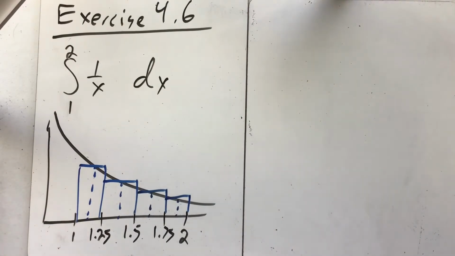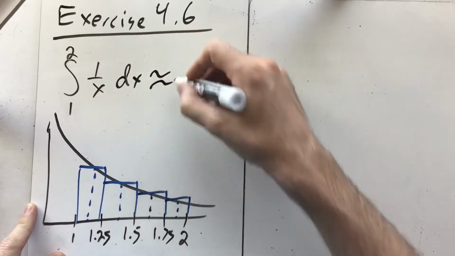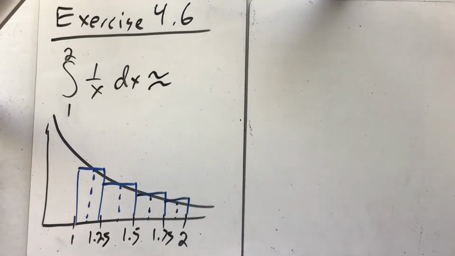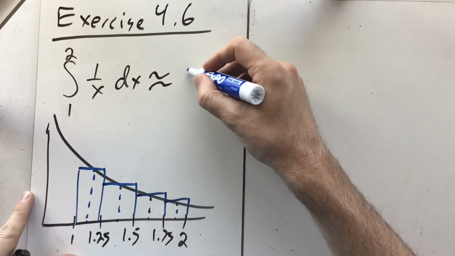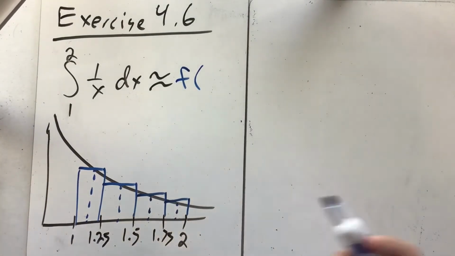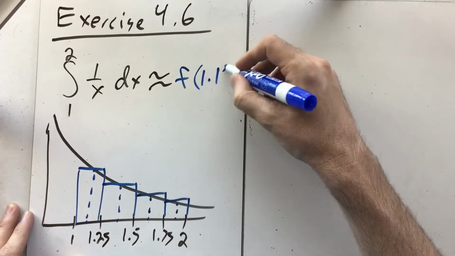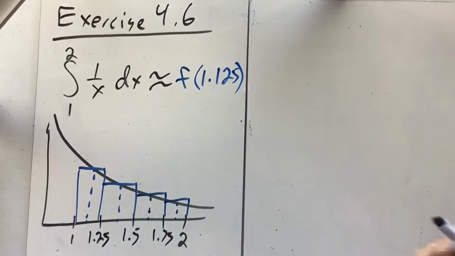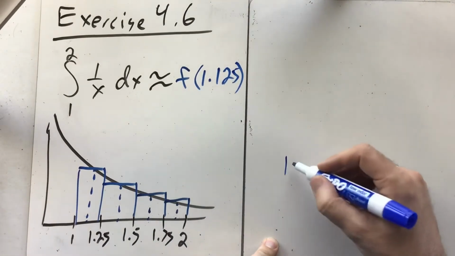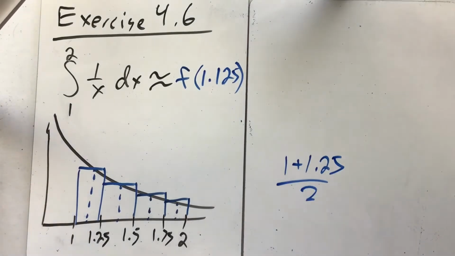Now, in order to estimate the integral, all I have to do is add those 4 rectangles together. So I do the area of rectangle 1, which is f of that first point, which is halfway between 1 and 1.25. How do I find that? Well, I happen to know it's 1.125. But what if I didn't know that? I could just average them. I could do 1 plus 1.25 and divide it by 2, and that would give me my result.